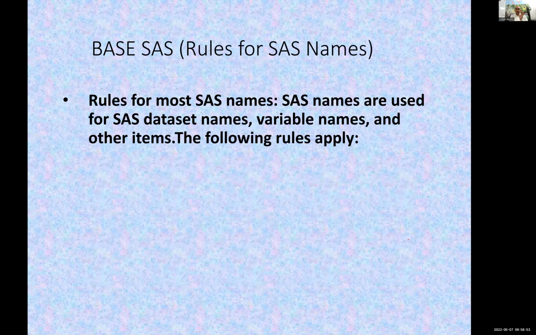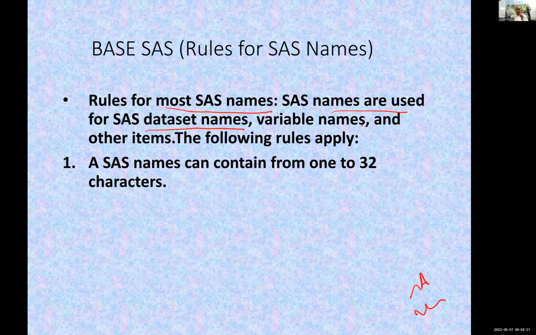The next one is names. Name rules are the rules for most SAS names. SAS names are used for SAS dataset names, variable names, and other items. Dataset name, previously I made A my dataset name. Input, name, ID number, team, everything. So for those variables, certain rules will apply.